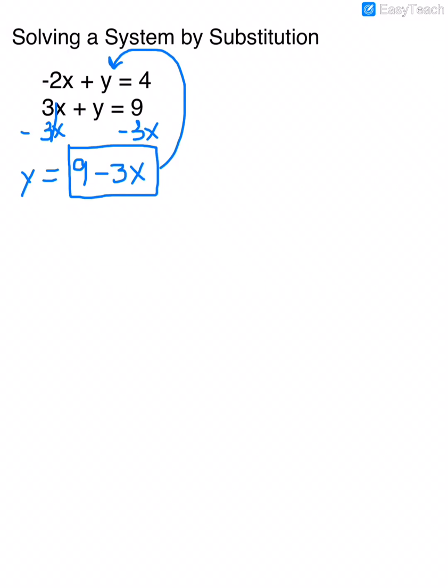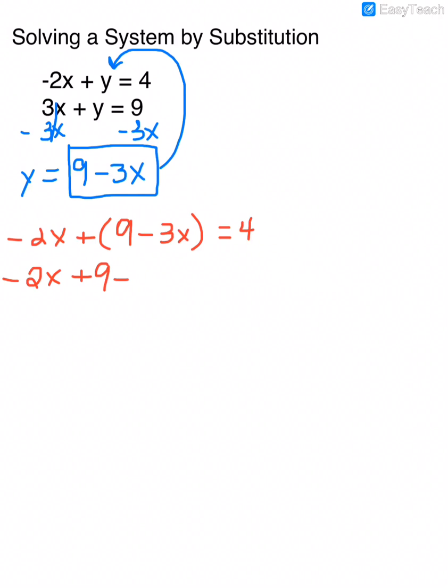Okay, so when I do that, I get negative 2x plus, and I'm substituting in 9 minus 3x equals 4. Okay, so that's negative 2x plus 9 minus 3x equals 4.